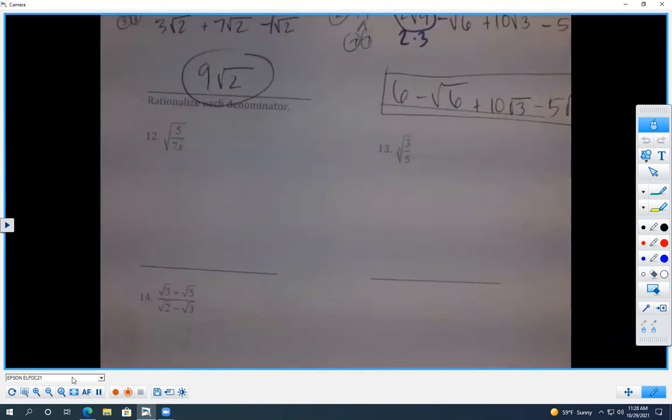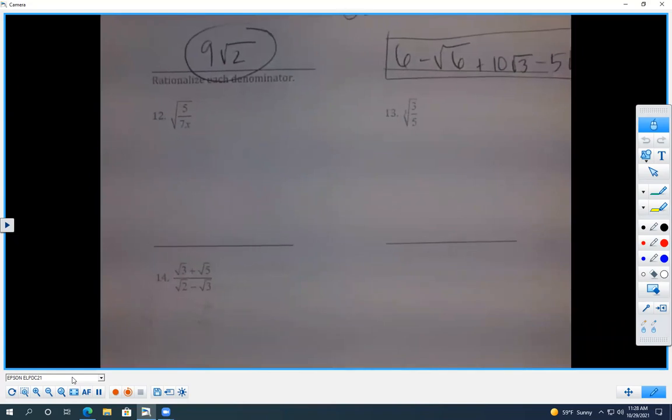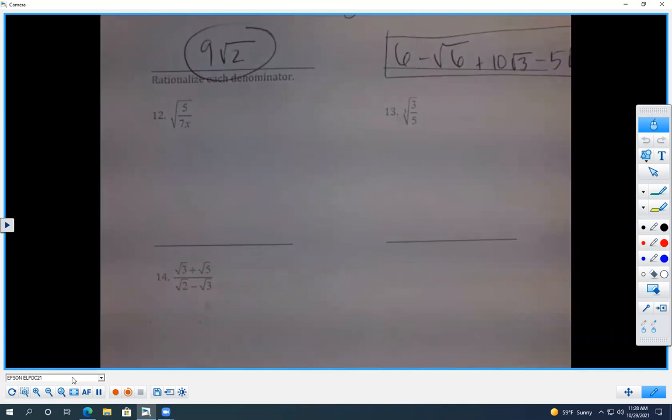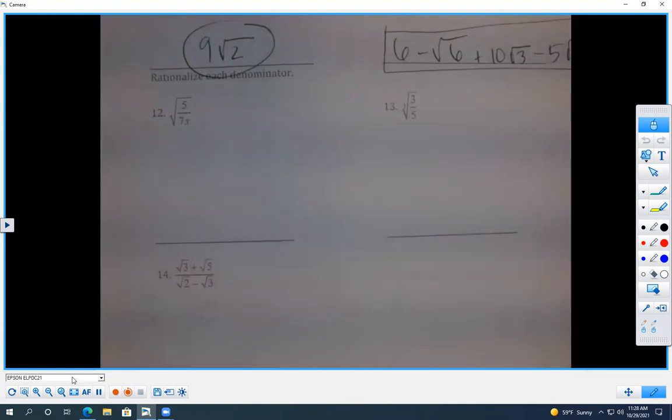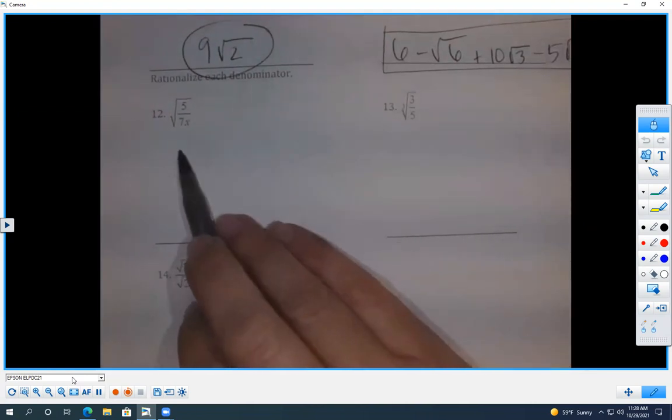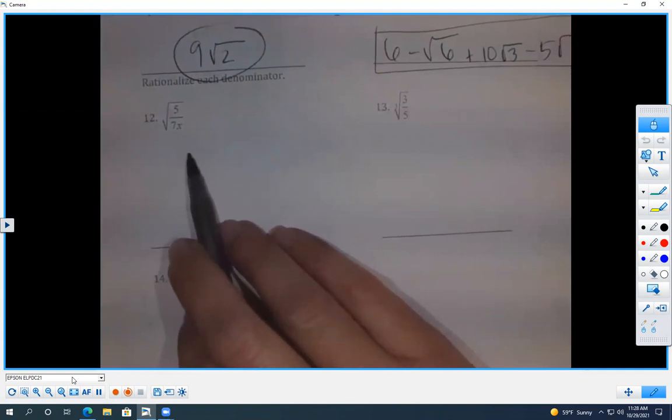Okay, so 12, 13, and 14 is what we did last time. That's the rationalizing. These are like the hardest of the hard. It doesn't get any harder than this. So if you can handle this, you should be fine on your test. Even though this one has an x in it, we didn't do any x's last time, it's still the same exact concept.